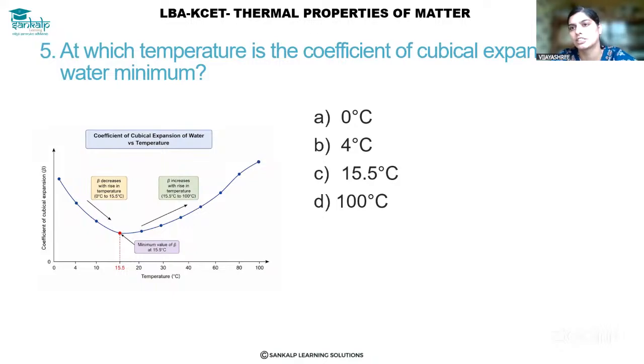So this fraction is said to be the coefficient of cubical expansion. So what is the formula? Gamma is equal to delta V divided by delta T into V0. Gamma means coefficient of cubical expansion, delta V means change in volume, delta T means change in temperature, V0 means original volume or initial volume. This is the formula to calculate coefficient of cubical expansion.